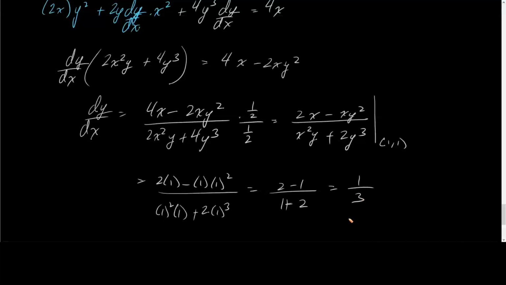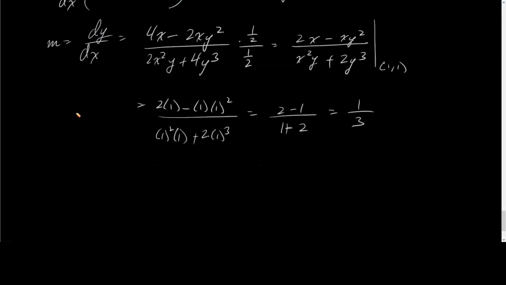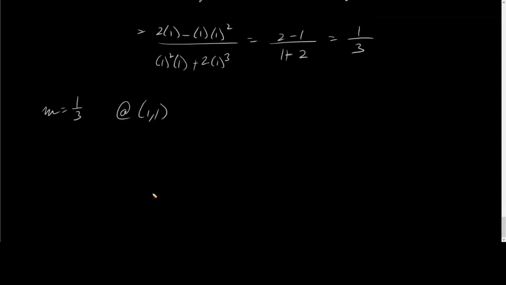So that's my slope, dy dx. So that's my slope, right? I have a slope of 1/3, and we had this at the point 1, 1. So now we can go ahead and apply the point slope formula, right? Because I have a point and a slope. So I have y minus y sub 1 is equal to m times x minus x sub 1. In this case, that means y minus 1 is equal to 1/3 times x minus 1.